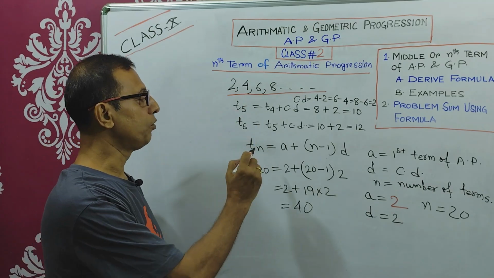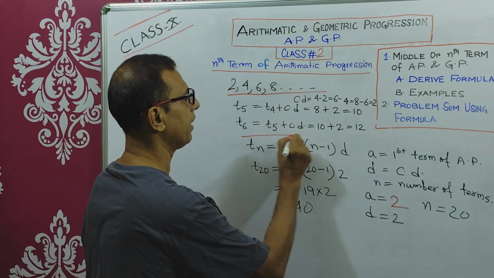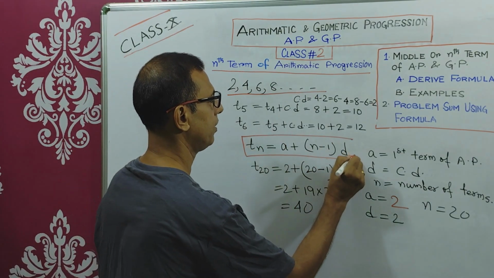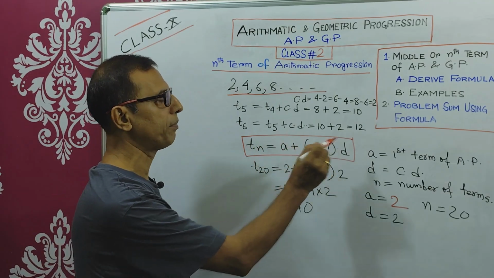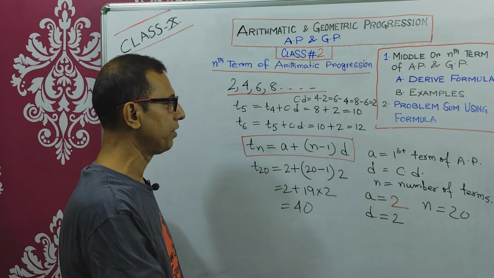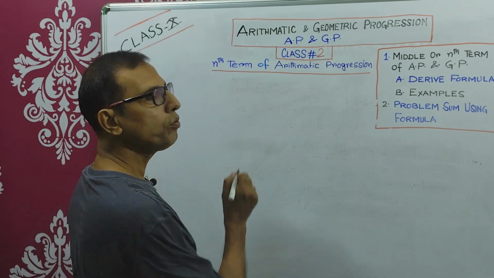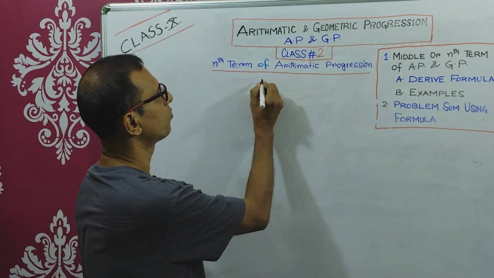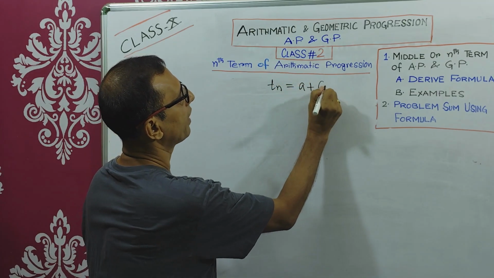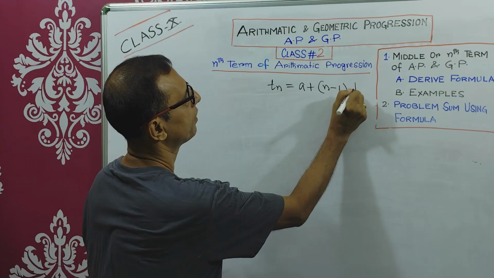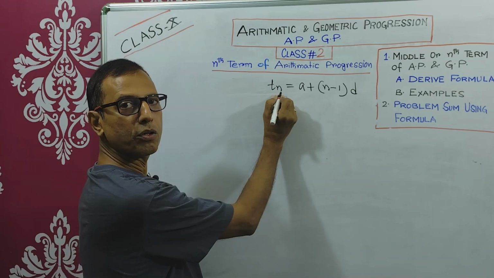So that is why you need this particular formula to find out the nth term of an arithmetic progression. Tn, the nth term, equals a, the first term, plus n minus 1 into d. Now I will show you how to derive this particular formula, how you get this formula. Now I am deriving this formula, Tn equals a plus n minus 1 into d, right?